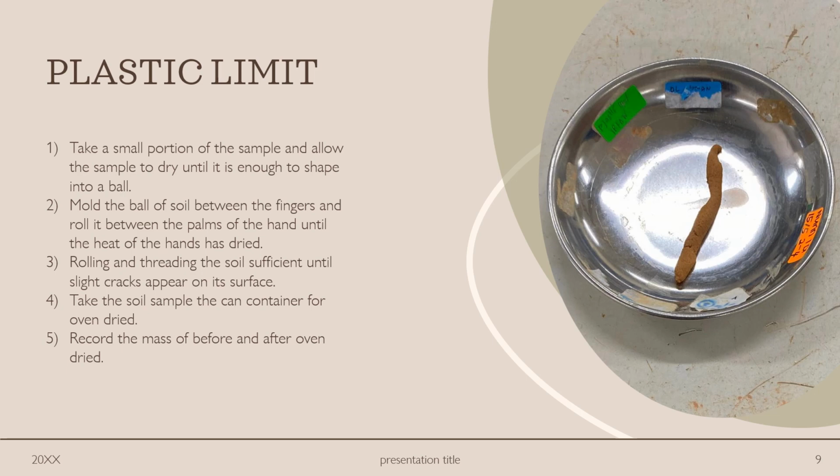We then determine the plastic limit, as it is required to find the type of our soil using shell powder as additive. First, take a small portion of the sample and allow it to dry until it is enough to shape into a ball. Second, mold the ball of soil between the fingers and roll it between the palms of the hand until the heat of the hands has dried it. Next, roll and thread the soil sufficiently until slight cracks appear on its surface. Take the soil sample into the can container for oven drying. Finally, record the mass before and after oven drying.